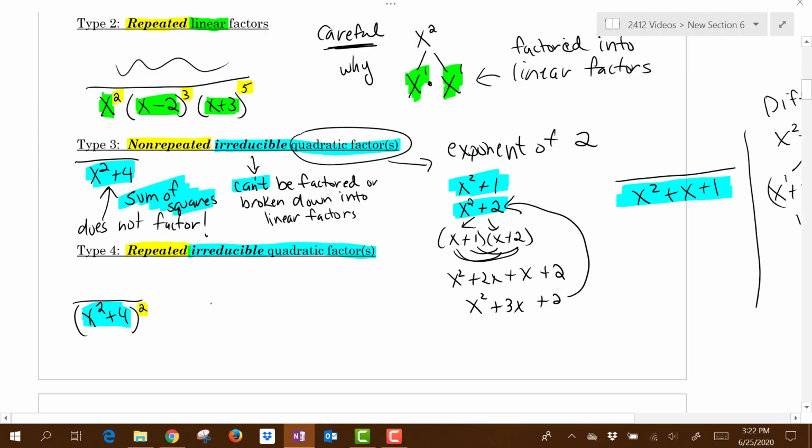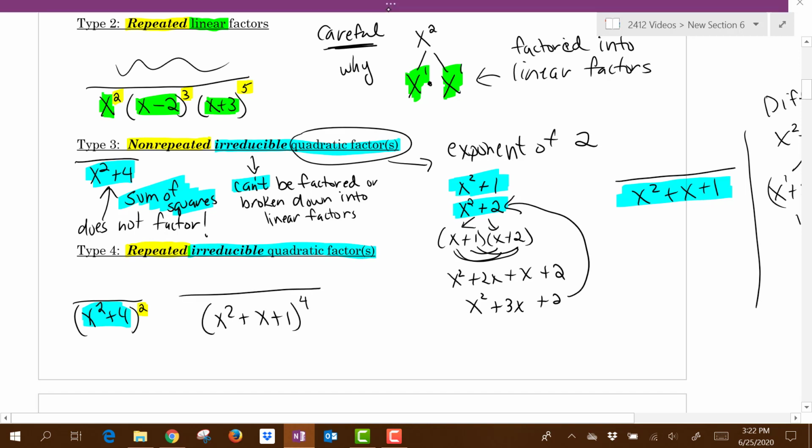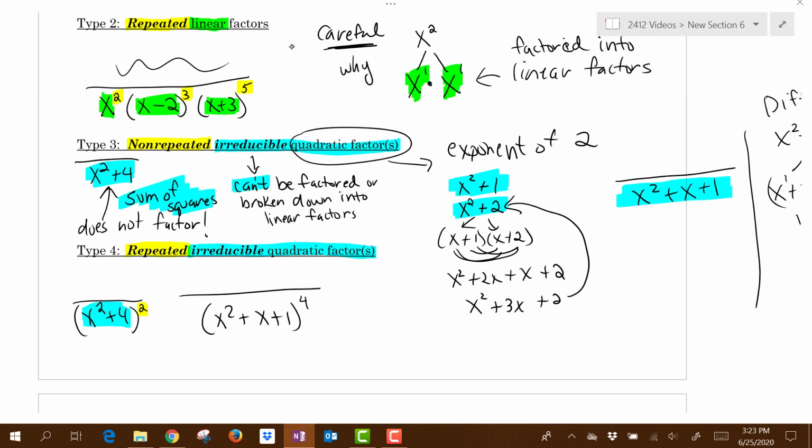All right. X squared plus x plus 1. Let's say it's there 4 times. X squared plus x plus 1 is an irreducible quadratic. It does not factor down. But in this section, we have it there more than once. So it's actually in that denominator 4 times. So a repeated irreducible quadratic factor means I have an irreducible quadratic factor that is there more than one time.